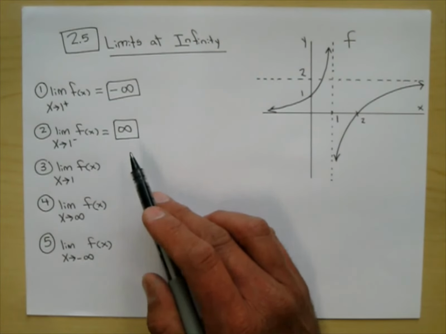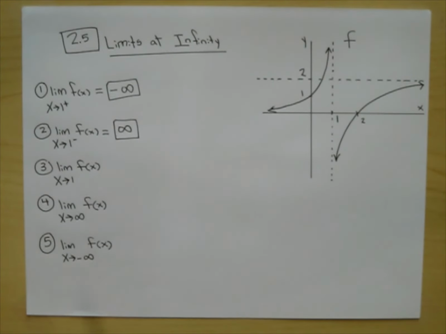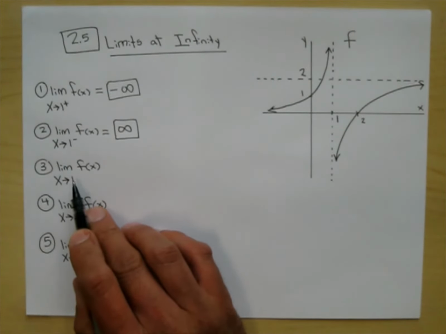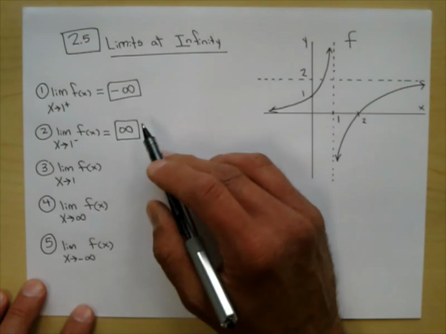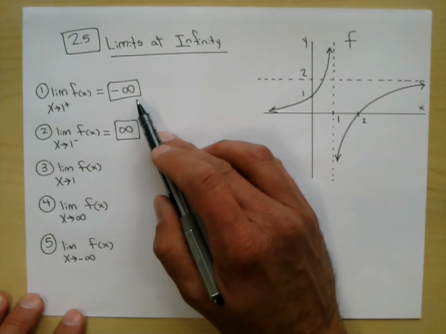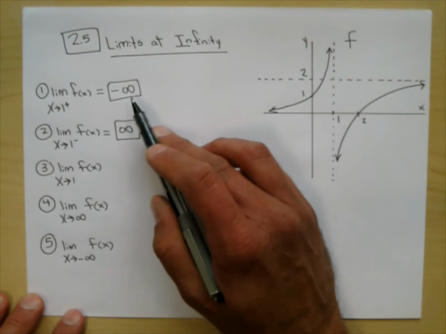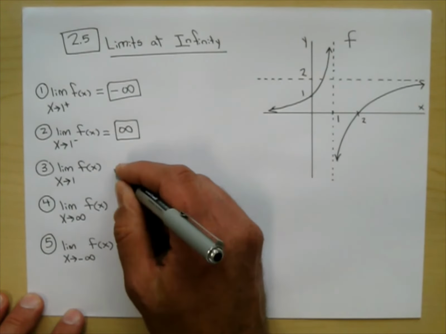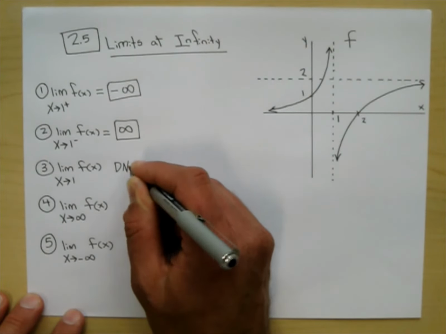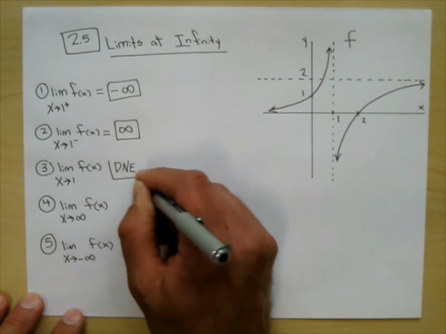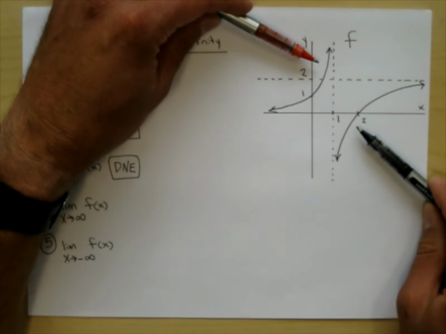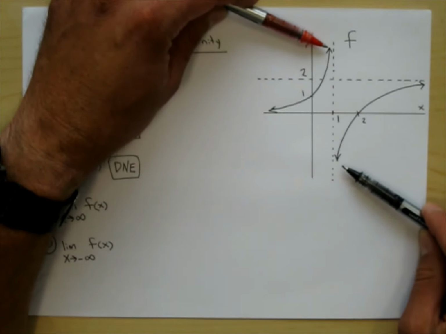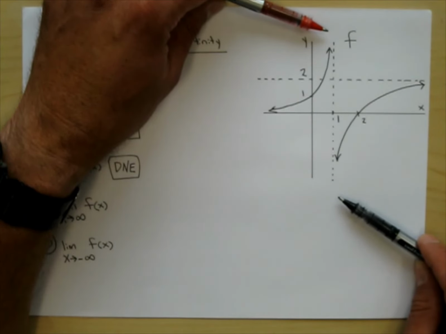And now what they're going to ask is, what is the limit of f as x approaches 1? Now this is from both sides, and because you've already done the right-hand limit and the left-hand limit and they were different, we're going to say does not exist. And think about it. Here go the bugs. They're walking along here. They're never going to meet at 1.